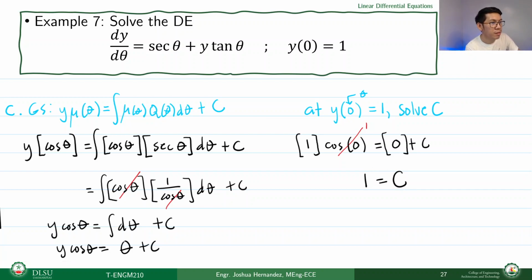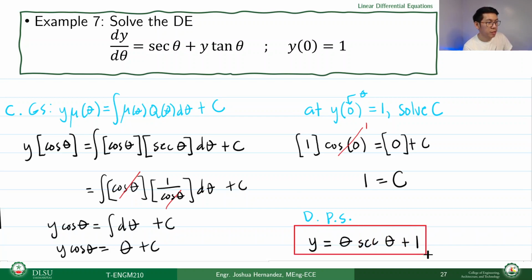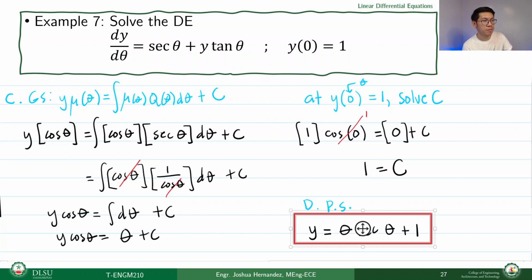Now, plugging back our value for c, for our particular solution, we can express this as y equals, dividing the whole equation, theta secant theta plus secant theta. So, there you have it, ladies and gentlemen, our particular solution for this differential equation. Okay? Okay lang, guys? Are you following? You can rewind this if you missed a step. Moving on to the next problem.